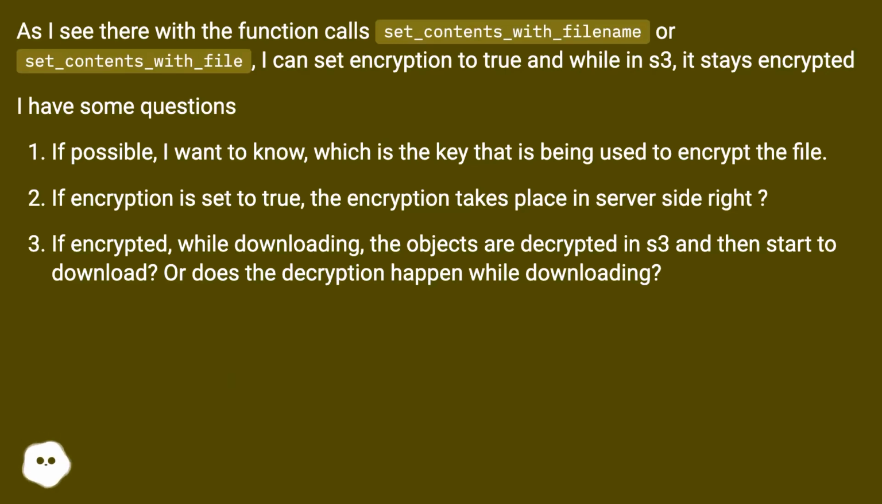I have some questions. If possible, I want to know, which is the key that is being used to encrypt the file. If encryption is set to true, the encryption takes place in server side, right? If encrypted, while downloading, the objects are decrypted in S3 and then start to download? Or does the decryption happen while downloading?